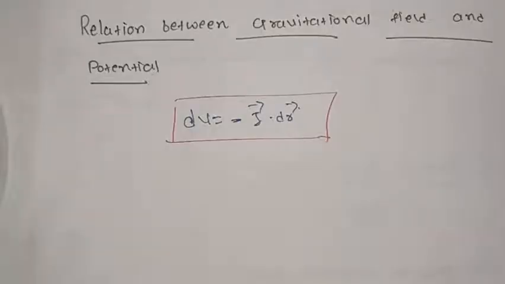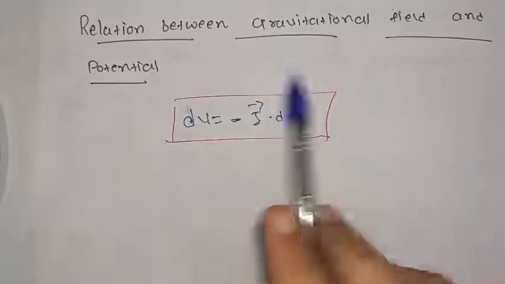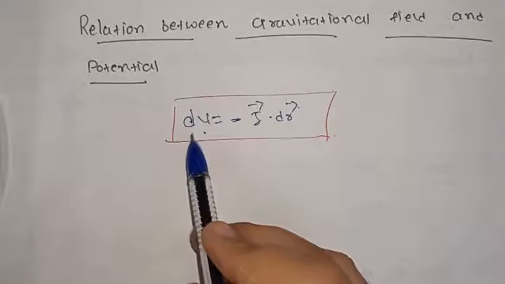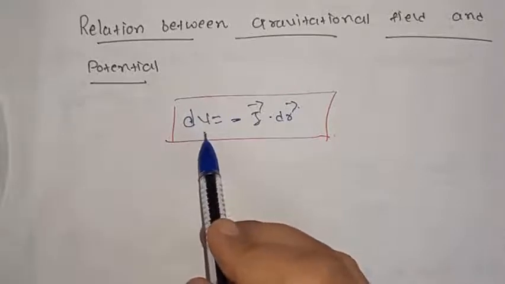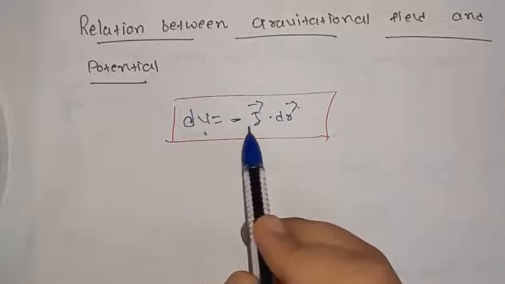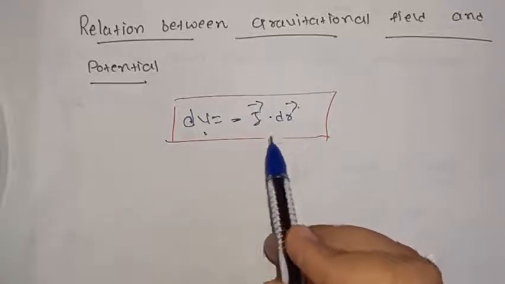Now, let us see the relation between gravitational field and potential. The potential is denoted by V. The small potential difference dV is related to field as dV is equal to minus I dot dr.